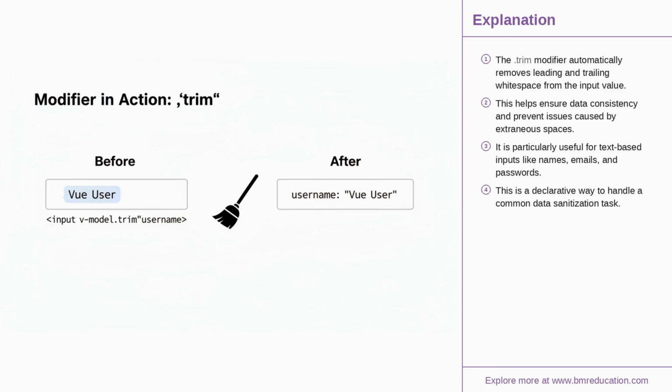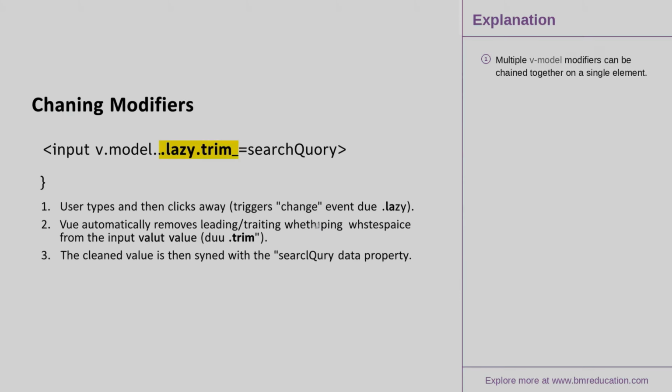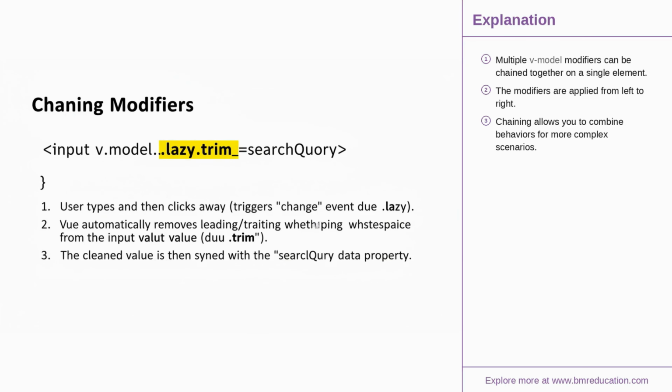This is perfect for fields like usernames or emails where extra spaces can cause validation or login failures. Modifiers are even more powerful because they can be chained together. For instance, you can use .lazy and .trim on the same input. The order matters. The input will first be trimmed on the change event, and then that trimmed value will be synced. Let's see an example combining .lazy and .trim.